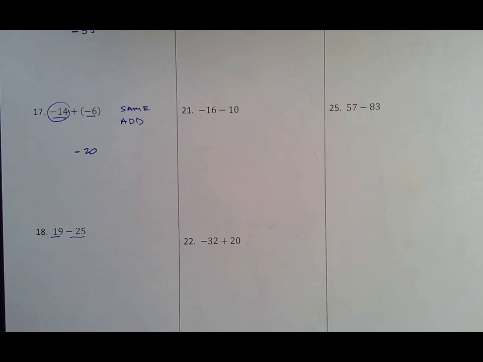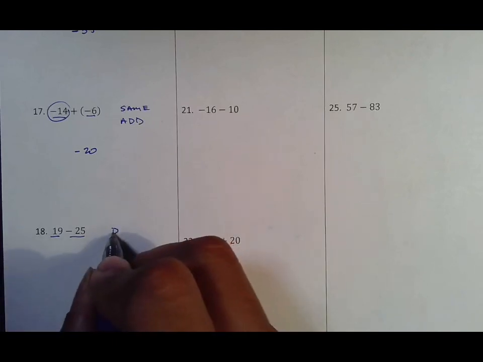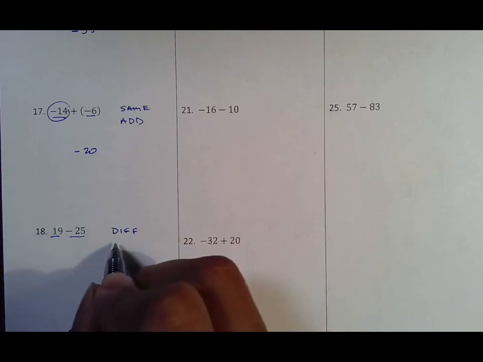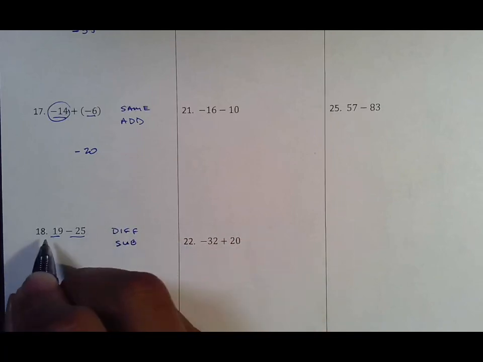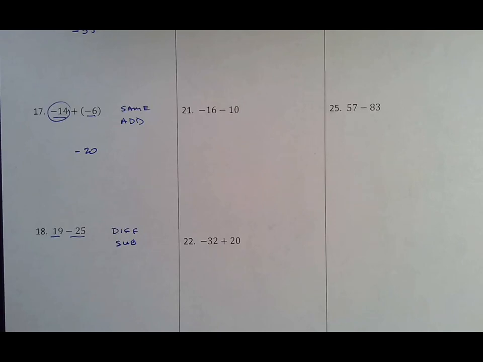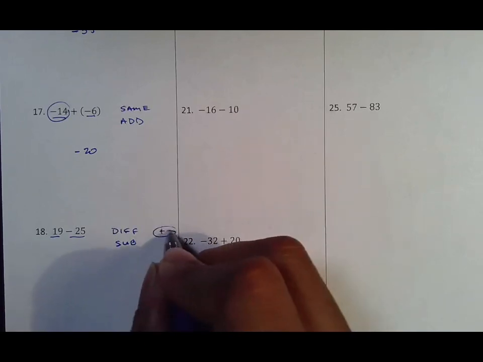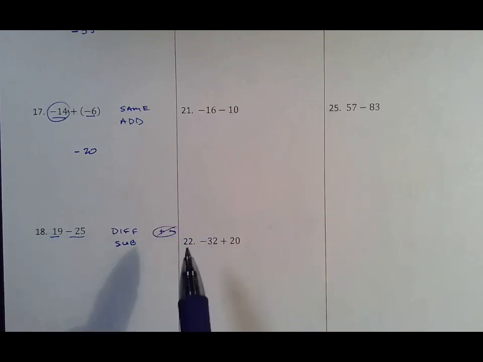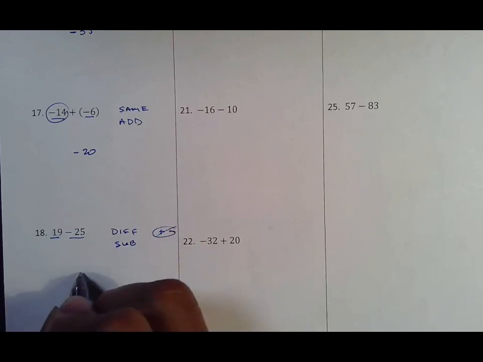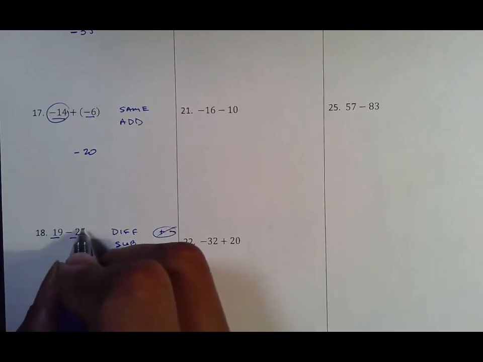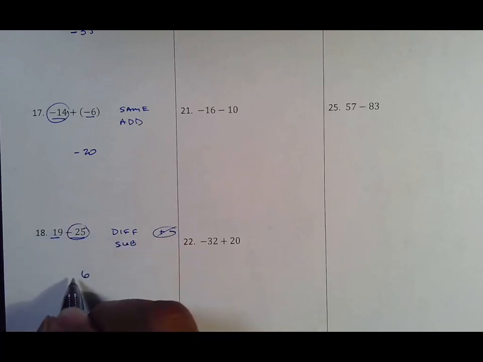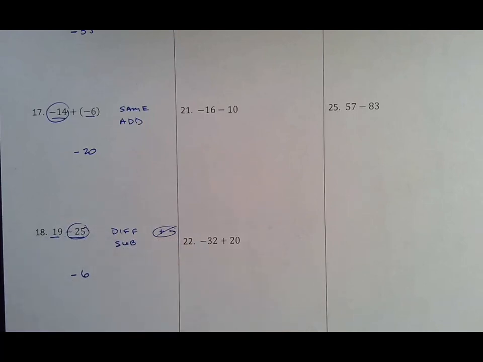But you have a positive 19 and a negative 25, which means the signs are different, which means that I will subtract, because they're different, I'm going to have zero pairs. I'm going to have a plus next to a minus. Things are going to cancel. And the sign that means cancel or take away is subtract. 25 minus 19 is 6. 25 is a bigger number. 25 is negative. It will be a negative 6.